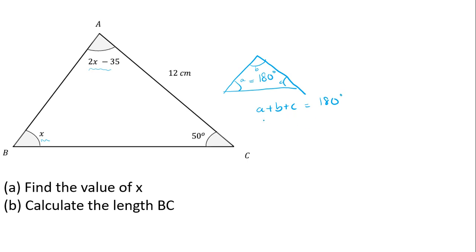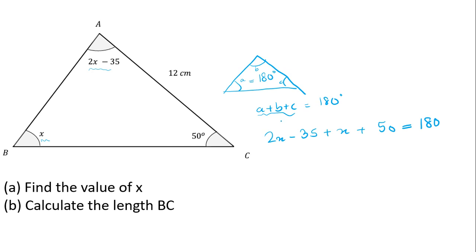Now that I have this information, I can just put this x, 2x minus 35 and 50 into this particular situation and equate it to 180 to find my x. So let me just take my A as, let's suppose, 2x minus 35, and then my B as x, and my C, I'm just going in order of this A, B, and C. So A is 2x minus 35, B is x, and C, let's suppose, is 50. All of that equals 180. Now, how do I solve this equation?